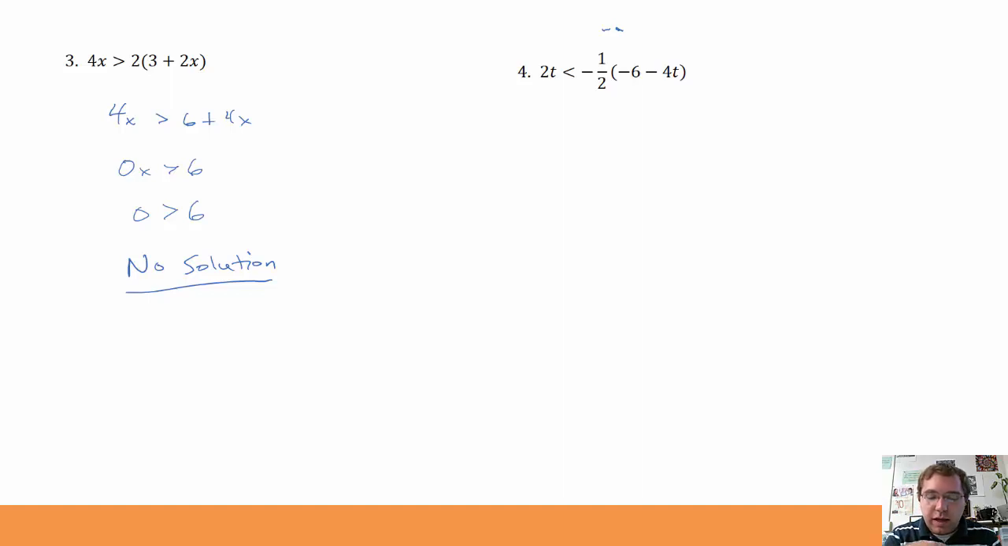So if all the variables are eliminated and you end up with something that's a false statement, 0 is not greater than 6, so this is a false statement, then you write no solution. What would the graph of that look like?